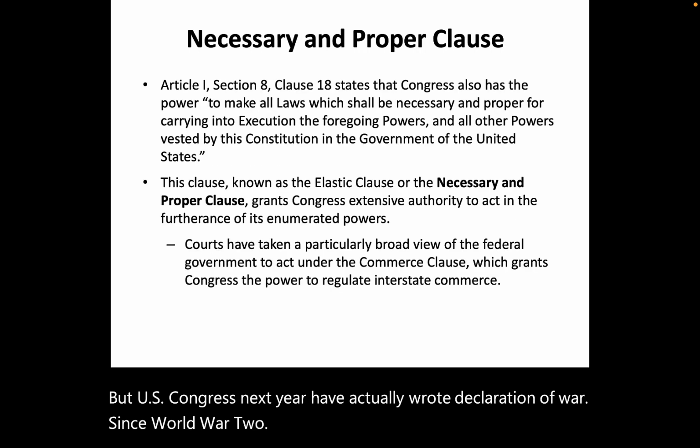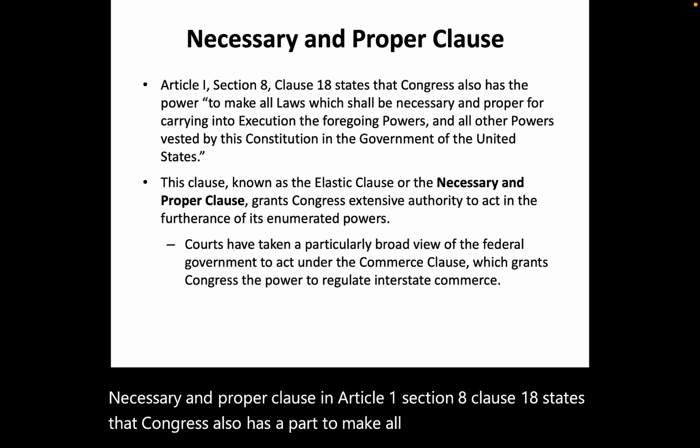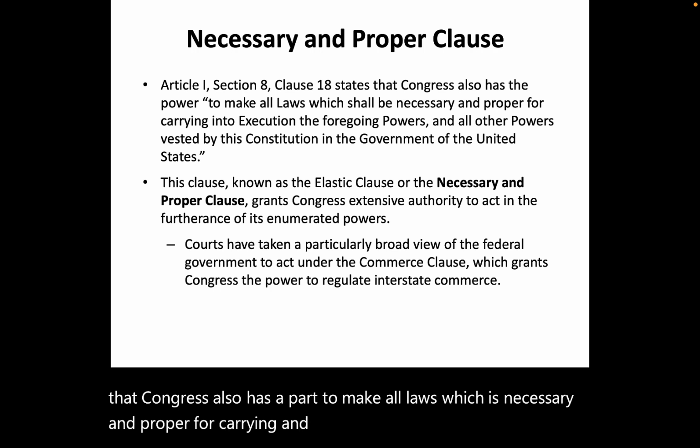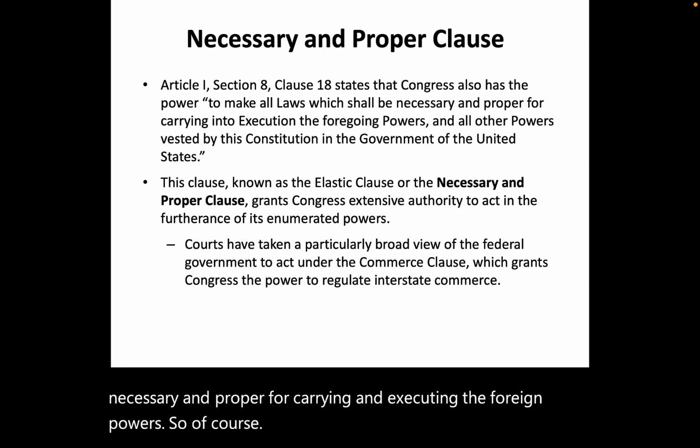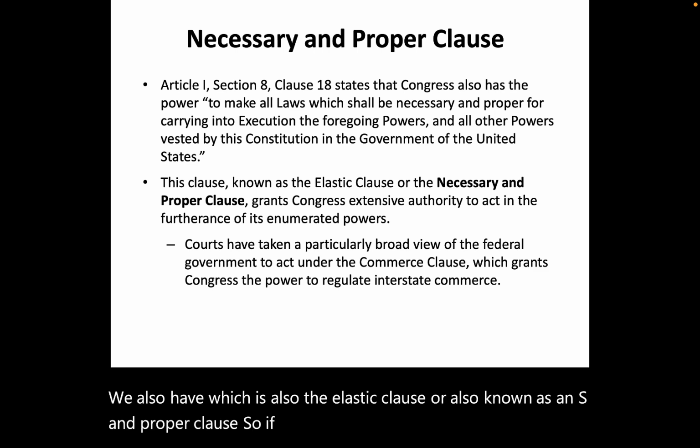The necessary and proper clause in Article 1, Section 8, Clause 18 states that Congress also has the power to make all laws which are necessary and proper for carrying into execution the foregoing powers. So, of course, we also have what is also known as the elastic clause, or the necessary and proper clause. So if they deem it necessary to do so, then of course they can do it.